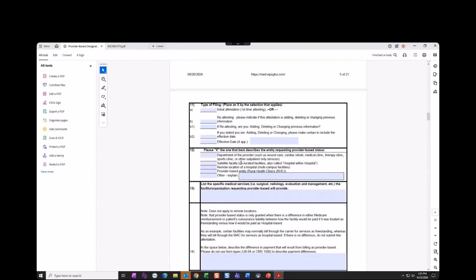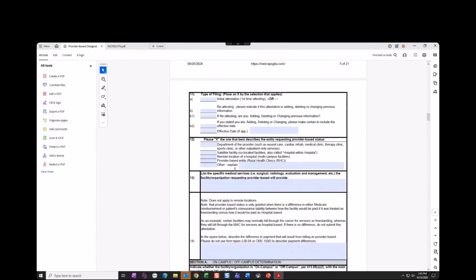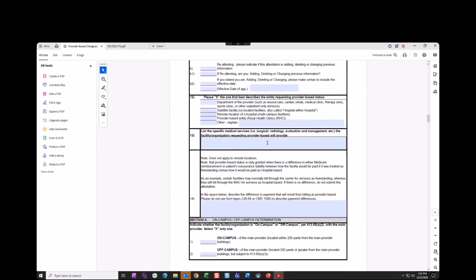What type of provider-based unit is it? What services do they provide? And what is the payment difference? An explanation of how they'd be paid as freestanding versus provider-based. That determines whether or not we can even go any further with this. If there was not a payment difference, there would be no need to go further.